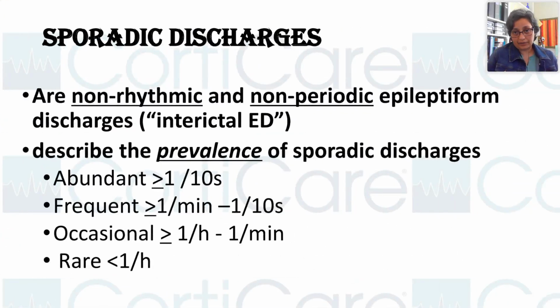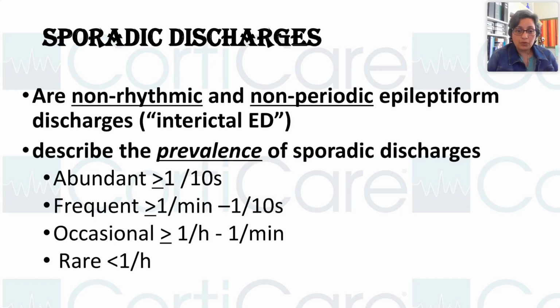Another is sporadic. The sporadic discharges are never rhythmic. So they are non-rhythmic, non-periodic. They are still epileptiform discharges though. They could be an interictal pattern also. Now, when you see sporadic discharges, you are going to describe them based on their prevalence. How often are they appearing? Your epoch is usually 10 to 15 seconds.